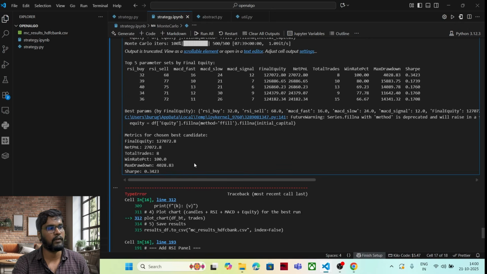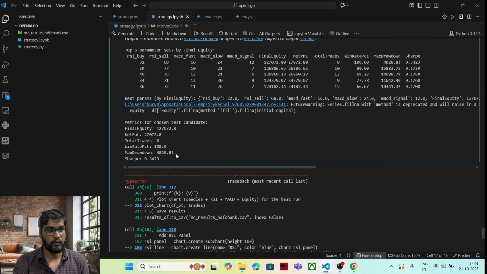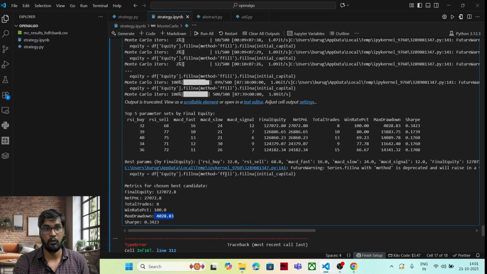If you had invested 1 lakh in this particular logic, your portfolio would be at 1,27,072 rupees, so a net profit of around 27,072 rupees. If you compute the returns, it would be around 27% of returns. Max drawdown you can see is around 4,028 rupees, which is pretty much low. Before, we used to have around 1,13,000 rupees. We brought it down to 4,000 rupees.